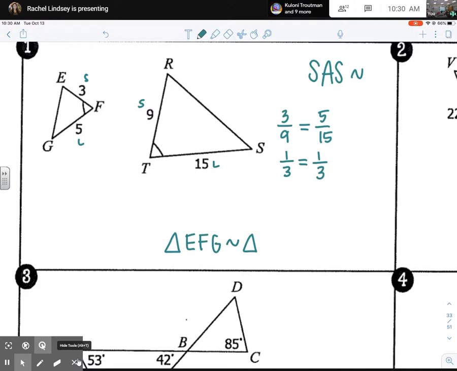So I only know one angle pair here. So I know F and T go together. So I know T is going to be my middle letter on my triangle similarity statement. But I need to figure out what letter goes with E. So E is across from which side, the small or the large? The large. What angle is across from the large side on this triangle? R. So E goes with R, and then G goes with S. So triangle EFG is similar to triangle RTS.